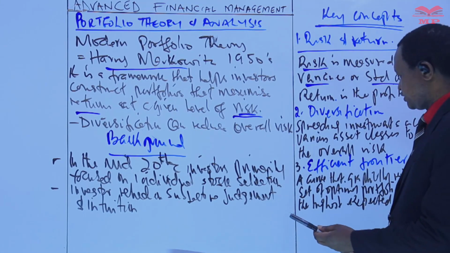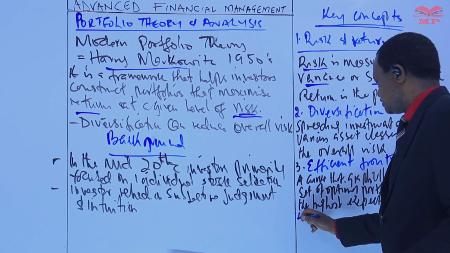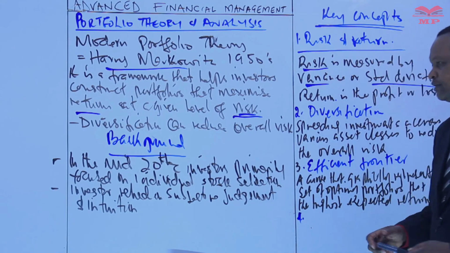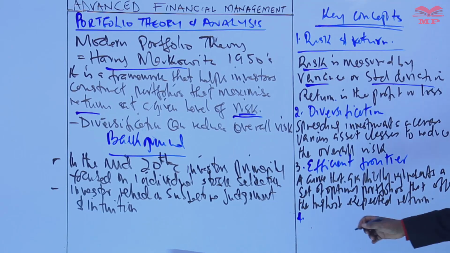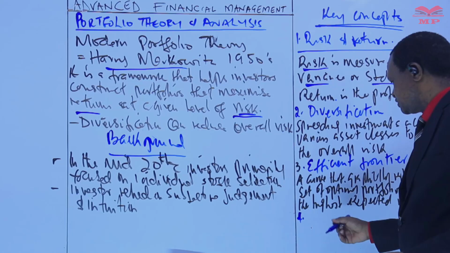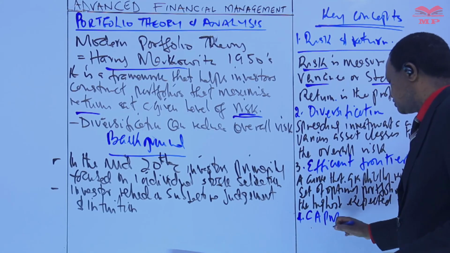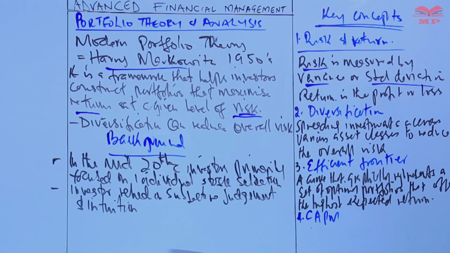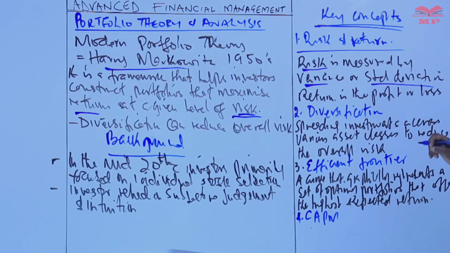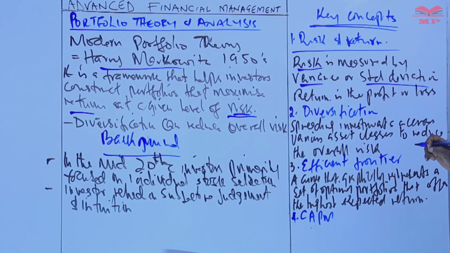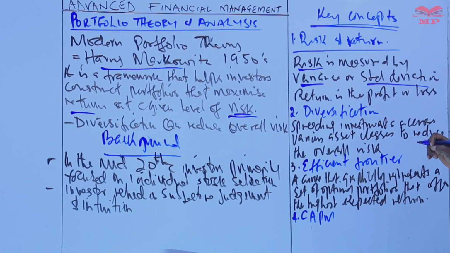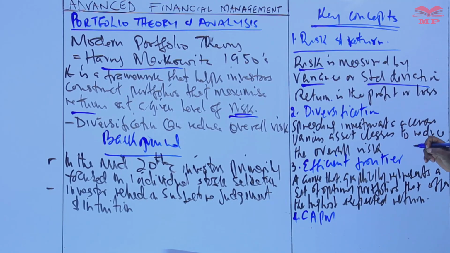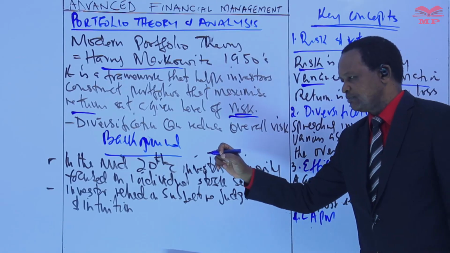Another key concept is what we call the capital asset pricing model, CAPM. The capital asset pricing model. This is a model that relates the expected return of an asset to its systematic risk. Okay? It's a model that relates the expected return of an asset to its systematic risk measured by beta.